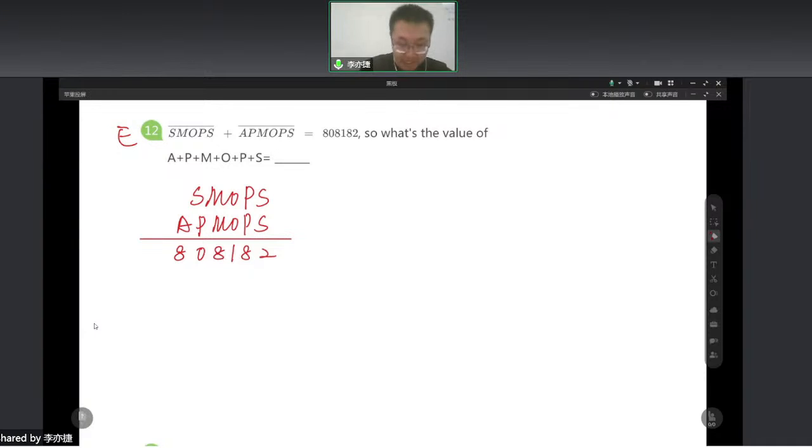So first, S plus S is a 2, so it's 2 or 12. Check this. P and P, itself is an even, and 8 is an even. So there should be no carryovers, right? So we use the parity for carryovers. So it's 0 here. Then here you see O plus O is a 1. O plus O should be an even number. But here 1 is an odd number, which means there should be a carryover 1.